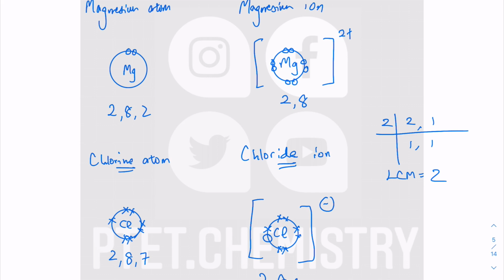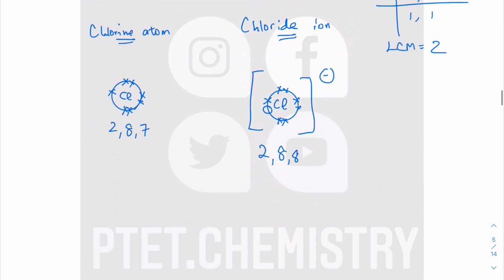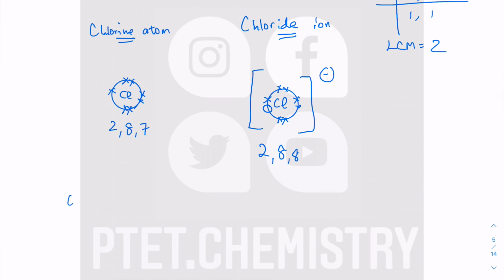You don't need to do the LCM all the time. You should be able to see that you need 2 of the -1 to balance out 1 of the +2 in order to reach the LCM. So in reality, your dot and cross would be 2 of these.